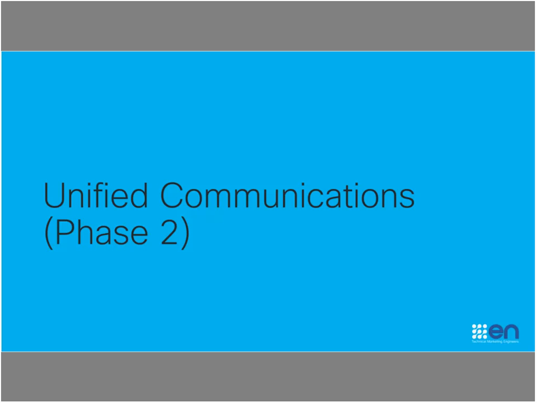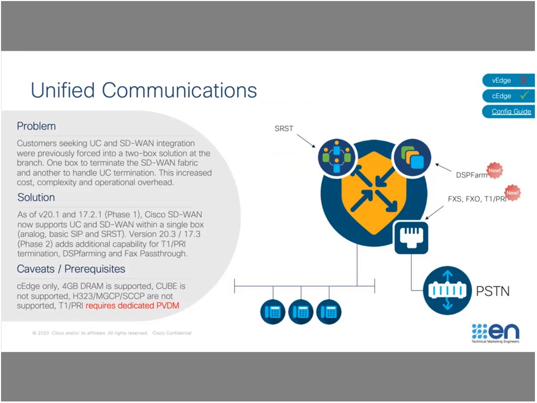So shifting gears here to the next big feature that actually came with version 20.1, but was made even better in 20.3. That's unified communications. This has been a very big ask for a long time. And for those that are not aware, I'm a big context person. I want to understand the context behind the feature, why we're introducing it, what it means for SD-WAN, what the overall context to this is.